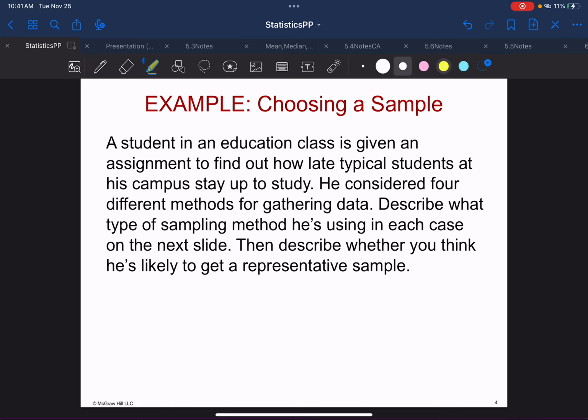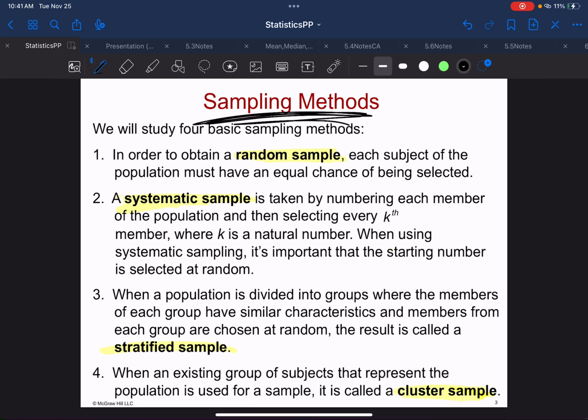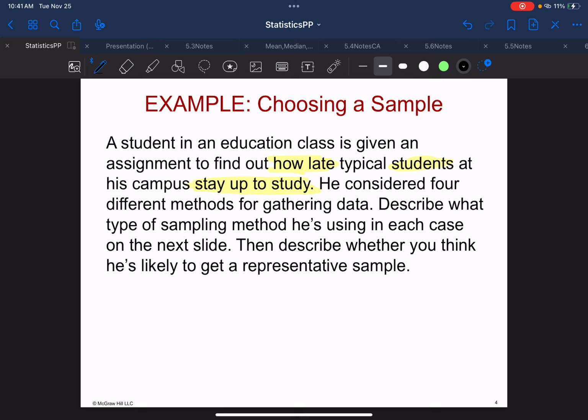Okay, so he's interested in studying how late students stay up to study. That's what he's interested in learning information about, so that is the experiment he is conducting. He's going to go ask some students how late they stay up studying. And we want to look at the examples on the next slide and determine what type of sampling method he is using. Then we're going to decide whether it's a representative sample, which means is it representing the population well.